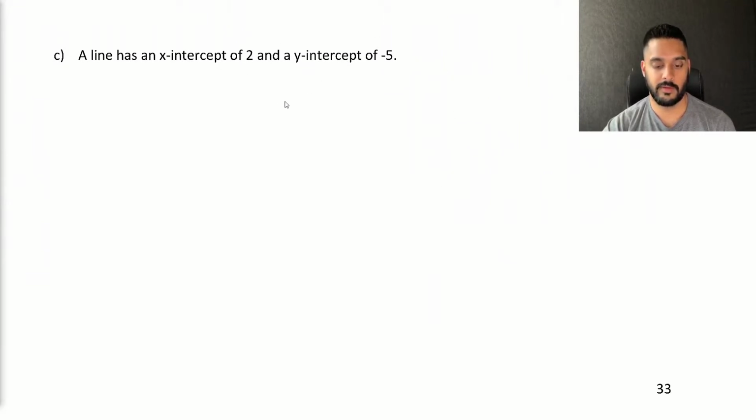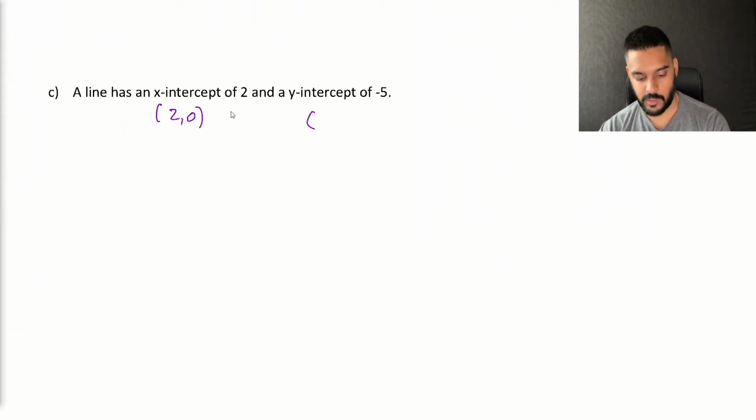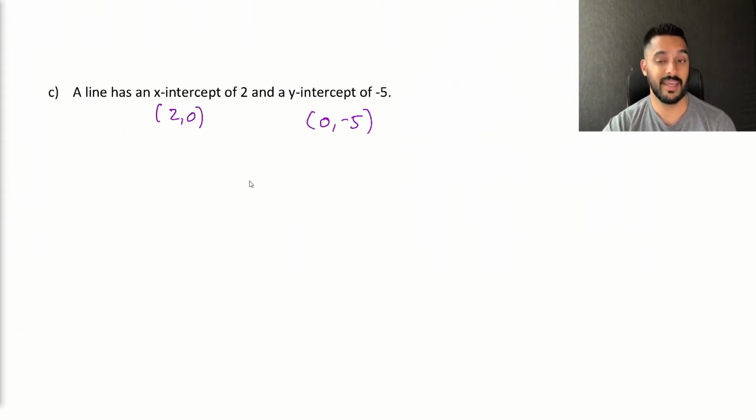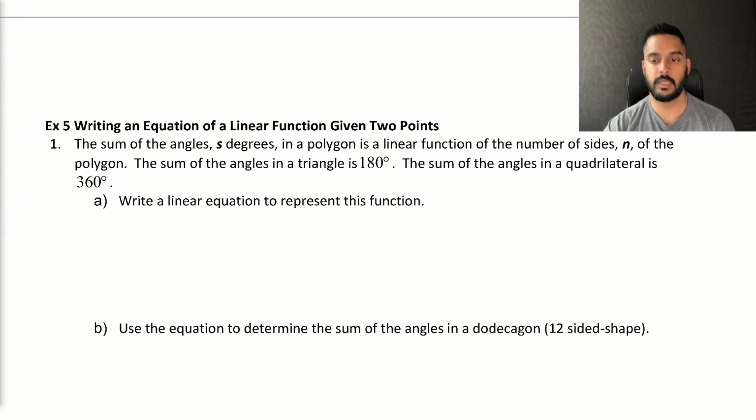Okay, this one again, very similar, so I'll give you a quick hint to start. If you've got an x-intercept of 2, that means your point is (2, 0). If you have a y-intercept of -5, that means your point is (0, -5). So now you've got 2 points, and again, it's the same question, just worded differently. So you can try that one on your own, and you can see how that one goes. There's a couple of word problems underneath, which are a bit challenging.